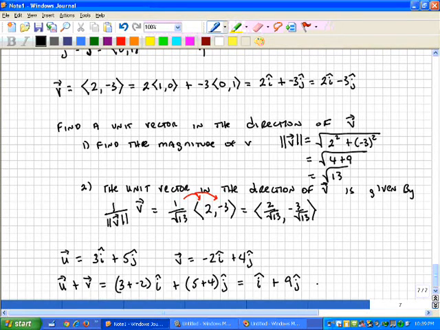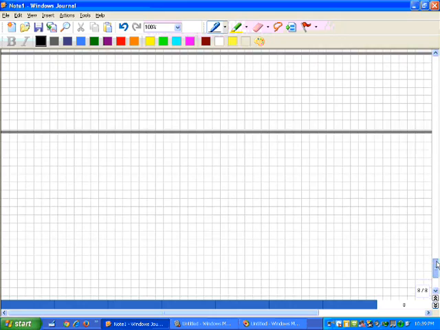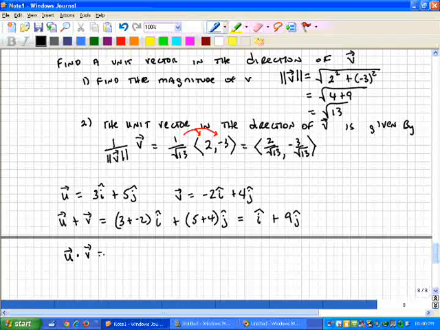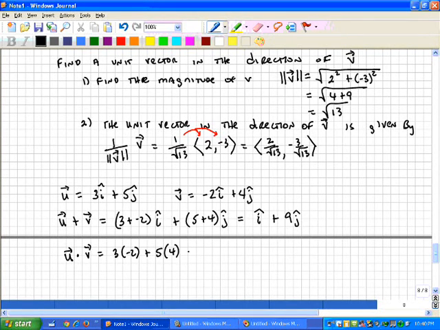The dot product of u and v, u dot v, is still the product of the horizontal components, 3 times negative 2, plus the product of the vertical components, 5 times 4, in this case negative 6 plus 20, or 14.